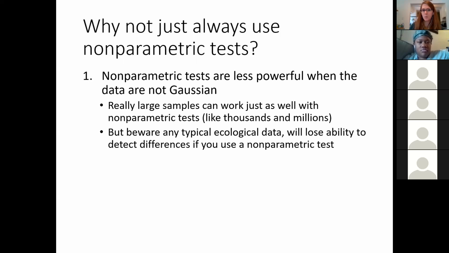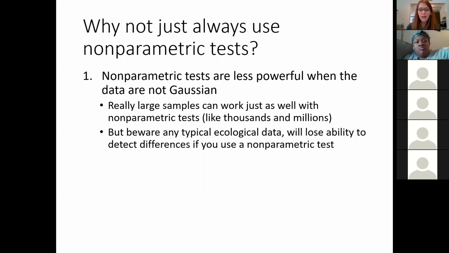The main reason is that non-parametric tests are less powerful when the data are not Gaussian. Really large samples, where you've increased your power, work fine with non-parametric tests, but we're talking about thousands and millions of them. But with most ecological data that we're going to be collecting, you lose your ability to detect differences if you use a non-parametric test. So unless you're really sure the underlying data is not normal, you're going to default to the parametric test in most cases, because you're probably not working with huge sample sizes.